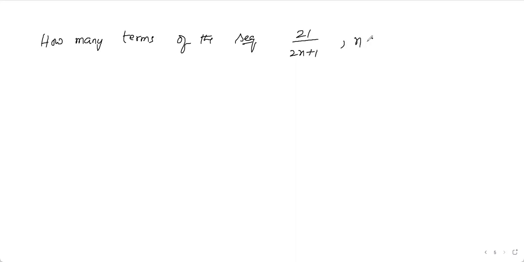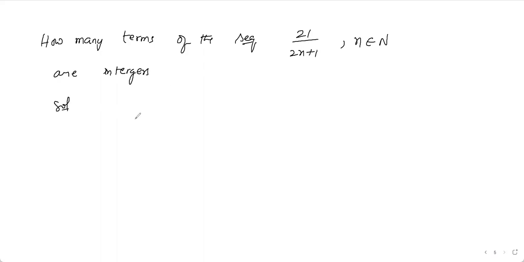Now let us look at another problem here. The problem is: how many terms of the sequence 21 by 2n plus 1, where n belongs to capital N, are integers?